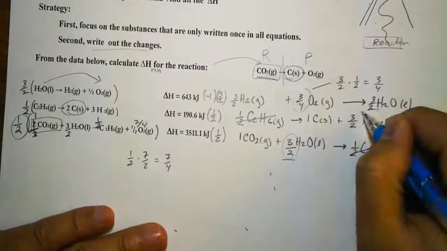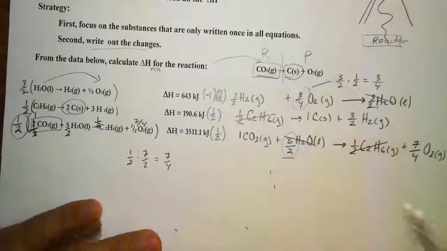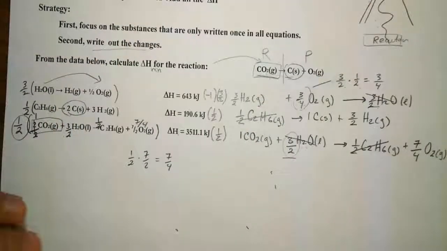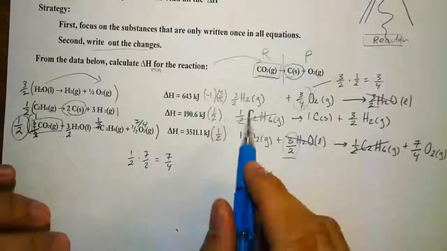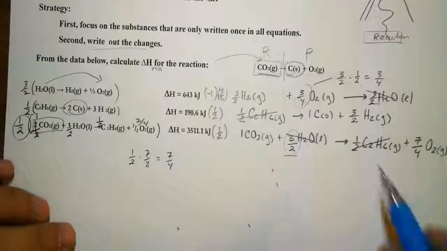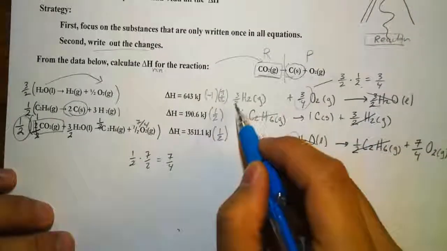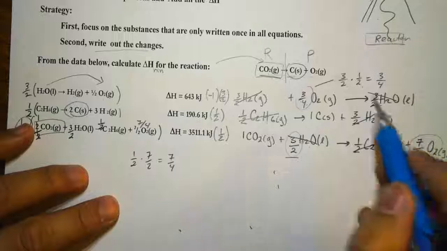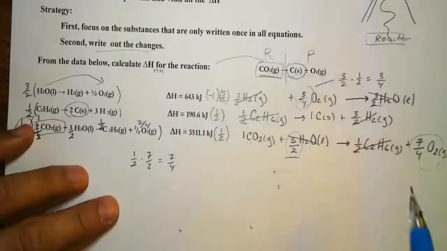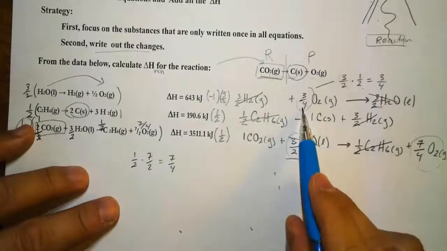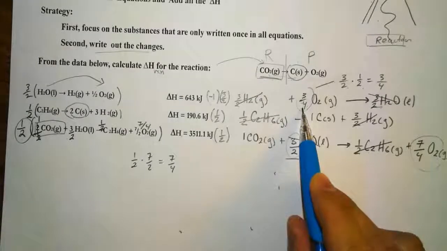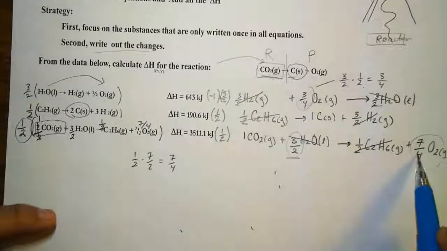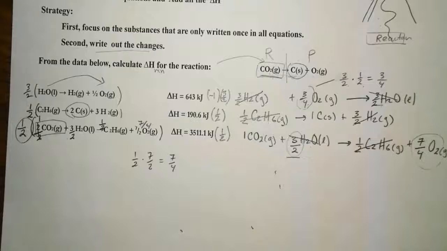So now I can cancel out my water, which is good. The water cancels out. And the only thing that's left, oh, what about the hydrogen? Well, the hydrogen here is 3/2 and 3/2, so the hydrogen cancels out, that's good. And the only thing that's left is the oxygen, and we only want 1 oxygen. Here we have 3/4, and that is combining with 7/4.